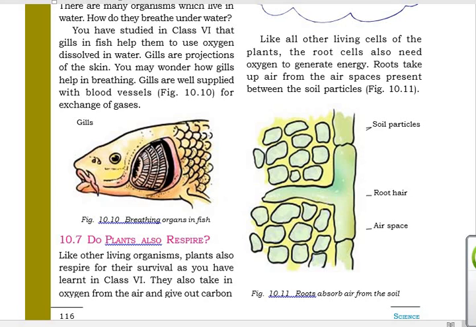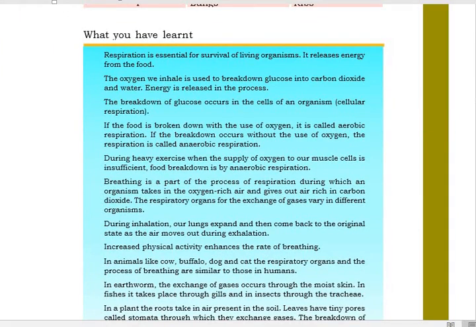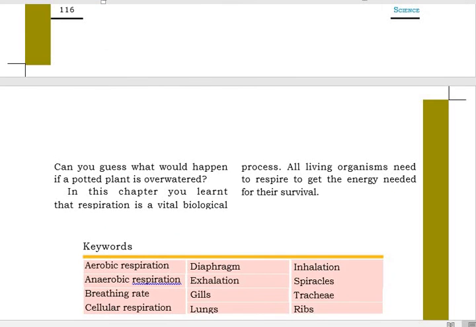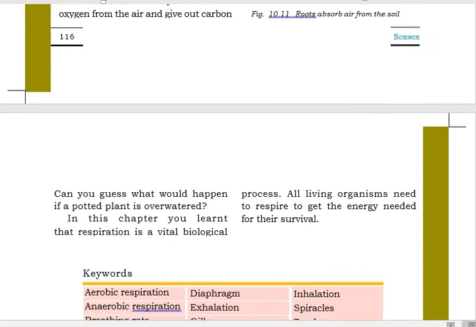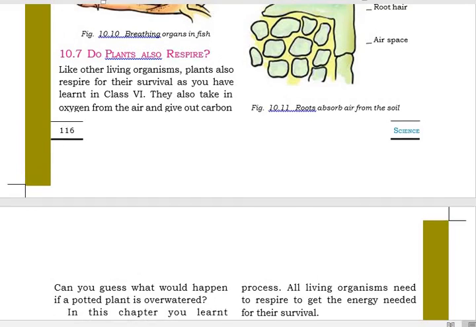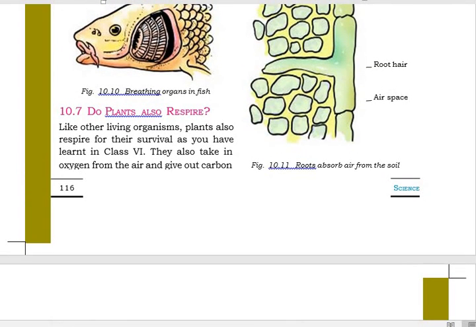Like all other living cells of the plants, the root cells also need oxygen to generate energy. So, this is about the plants. Next part, you can see now. Look at the picture here. The roots of the plants have root cells which can absorb the oxygen present in the soil particles. The root hair has air space through which it can absorb.